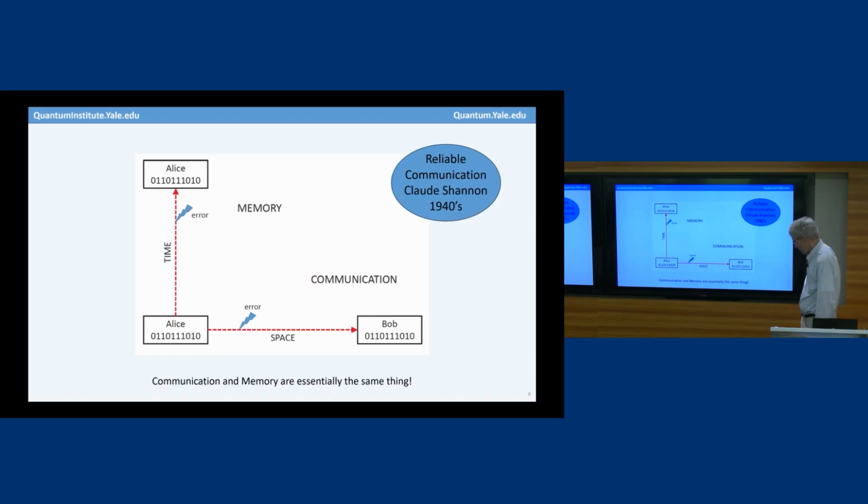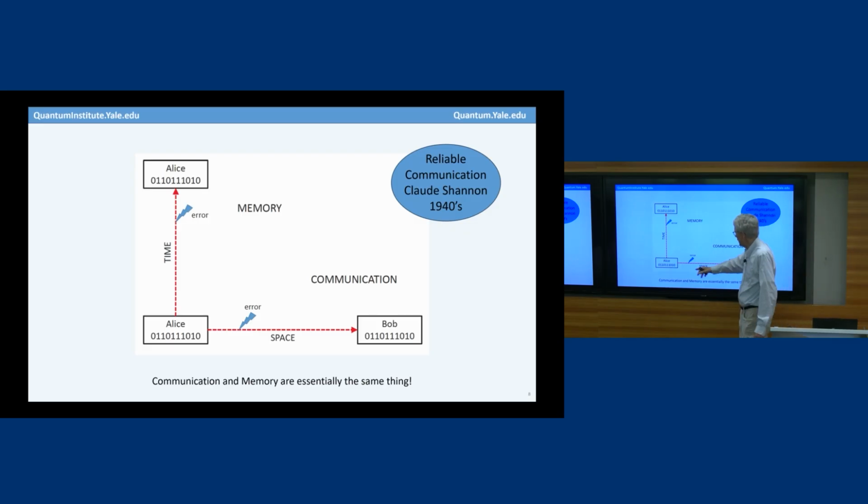Okay, and what's interesting is that communication and storage, memory, are basically the same problem. In communication, Alice wants to send some bits to Bob, who's at another place in space. Memory is Alice wants to send a message to herself over time, and a month later, she wants to get the message she sent, right? That's what storage and memory is. But as far as Claude Shannon's concerned, it's the same problem.